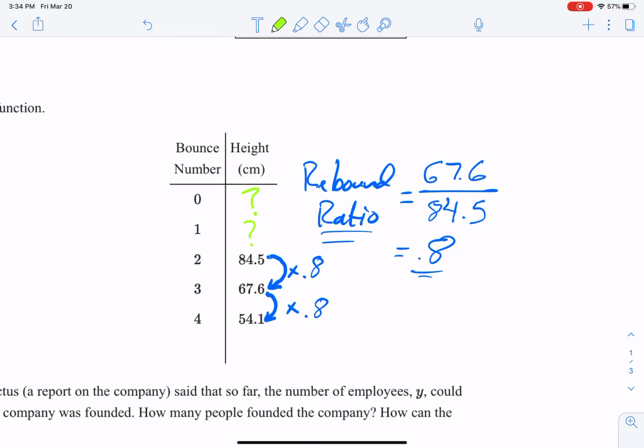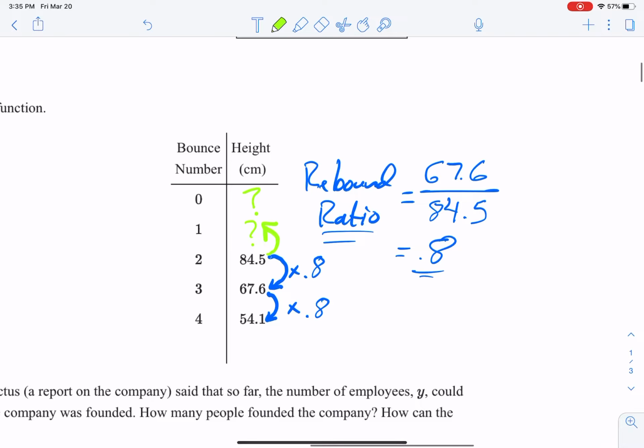Welcome back. So to calculate a value that's above a given value in a table like this, we're going backwards, right? And so if we're going to go that direction, we have to do the inverse of multiplication, which is division. So we're going to divide by 0.8 to get this value. And so if I take 84.5 and divide it by 0.8, what do we get? Approximately 105.6. So there is my value.